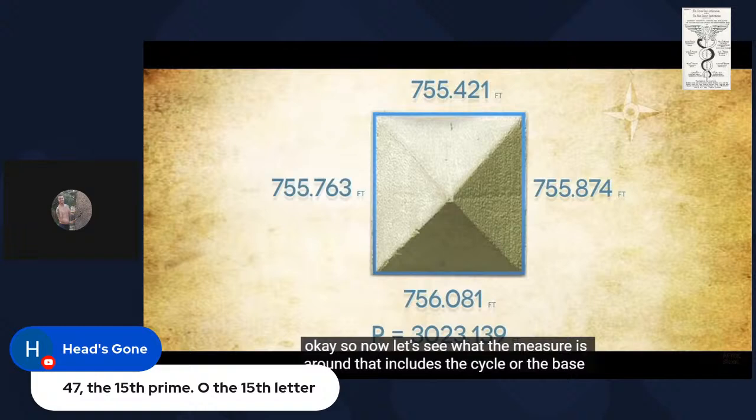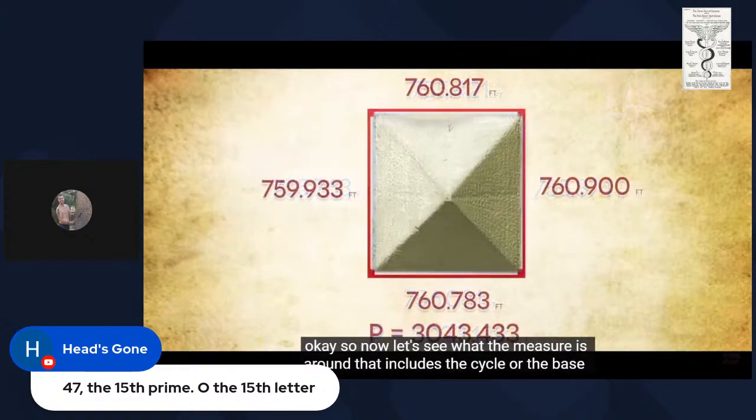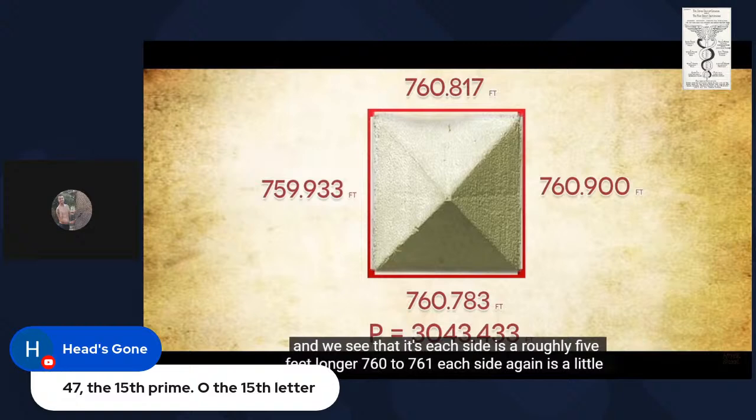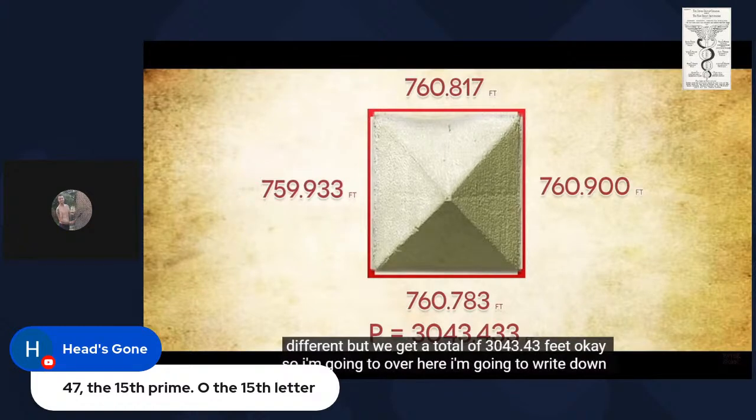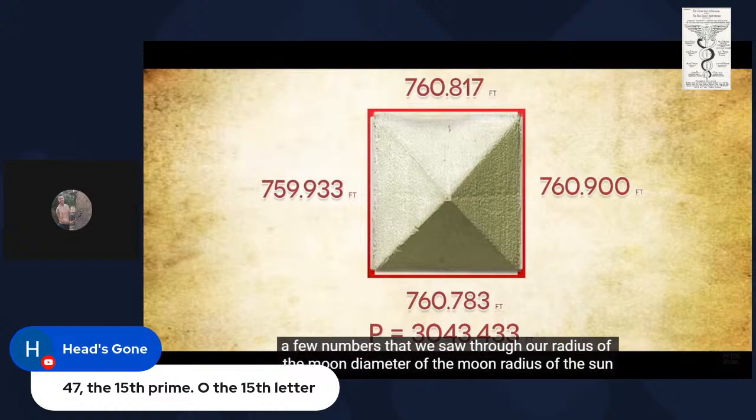Okay, so now let's see what the measure is around that includes the socle or the base. And we see that each side is roughly 5 feet longer, 760 to 761. Each side again is a little different, but we get a total of 3,043.433 feet.